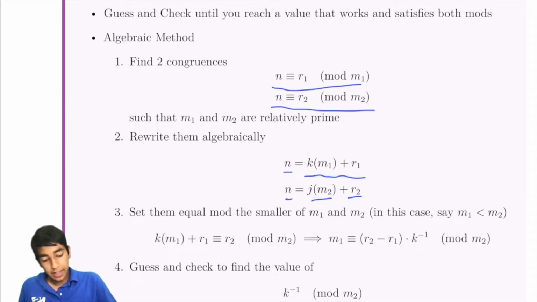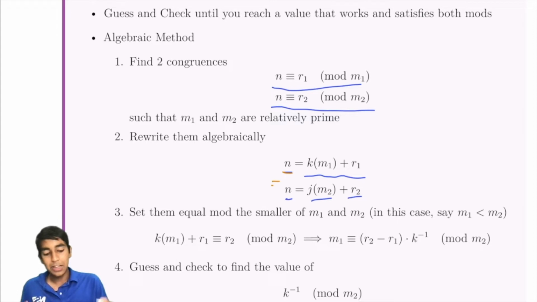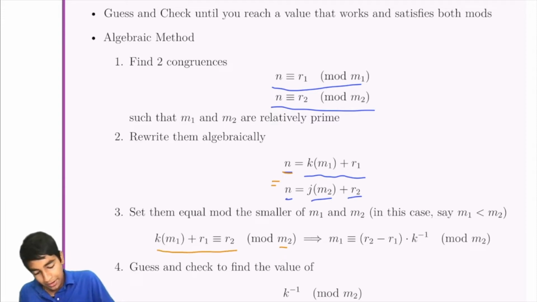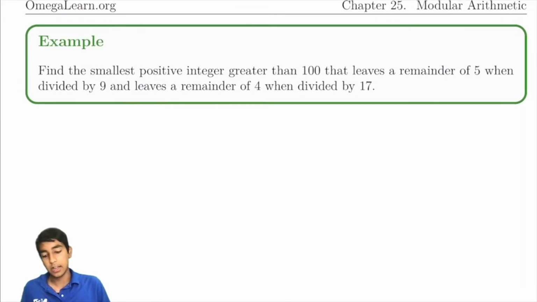The thing here is that these are equal because these numbers have to be equal, right? So what you want to do is set them equal, taking the mod of the smaller value. So in this case, let's say m2 is smaller. You set them equal and you get this. And what you would do is now subtract r1 to get r2 minus r1. And then you multiply both sides by the modular inverse. Now this might seem a little confusing, so let's just take a simple example that uses this technique.